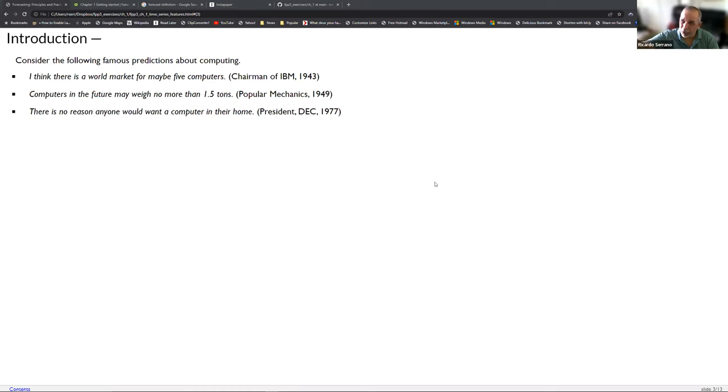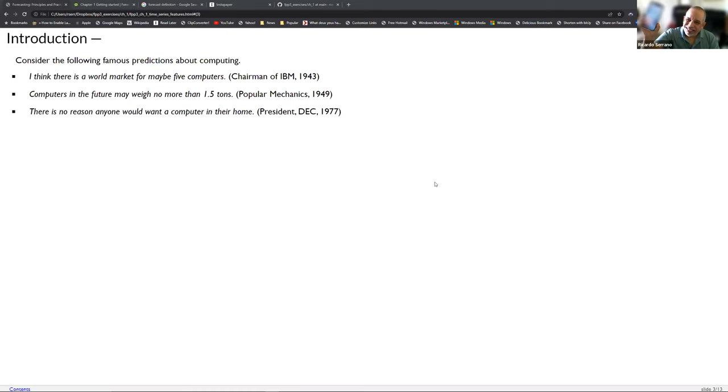The one in Britain that decoded the German Enigma cipher, called the Colossus or something like that, and then another one, the ENIAC, in the US. There were only 2 computers, with circuits, transistors, all that. So it was possible to predict, maybe we all just need 5 computers in the world, because there was a massive investment to build a computer. It took a lot of resources. So you know how that went. Then in Popular Mechanics in 1949, about 6 years after the prediction of the chairman of IBM, Popular Mechanics said that computers in the future may weigh no more than 1.5 tons.